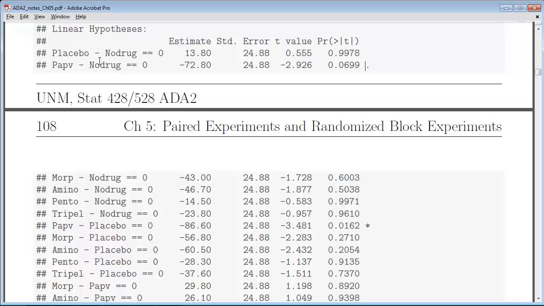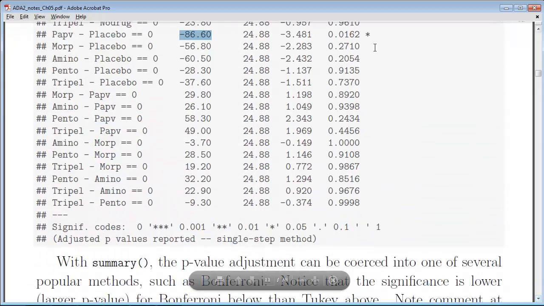So then we can work down all the way through all of these comparisons and see what happened. So PAP-V versus no drug, fairly big estimate, but still pretty big standard error. T-statistic of almost -3, which is a big t-statistic, but after controlling for all of our comparisons that we're making, a p-value that's almost 0.07. Okay, there is one big difference here between PAP-V and the placebo. 86, so that's over a minute, almost a minute and a half. And that's really the only big one in here.